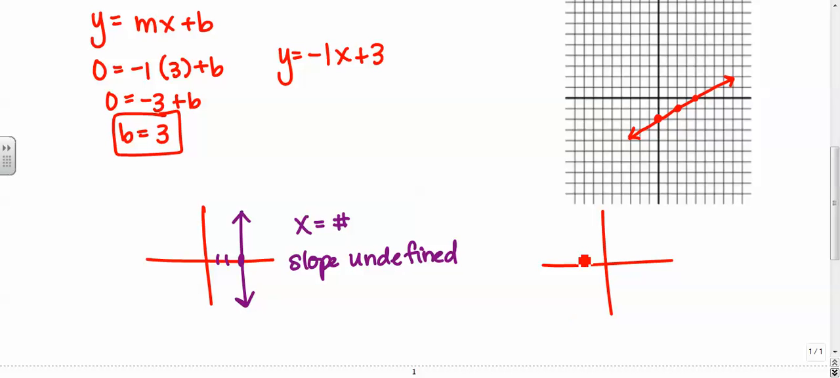The opposite would be a horizontal line. So let's say I have something like this, horizontal line. The only thing I know about this line is its y value. This is a y equals a number equation, like y equals 4 in this case. Okay? This line has a slope. It just happens to be 0. So I would say the slope is 0. There is a difference between an undefined and a 0 slope. Okay? Good luck.